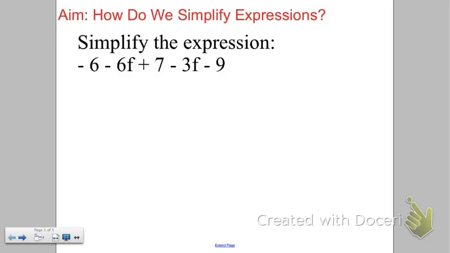Today's lesson is on how do we simplify expressions. Simplify the following expression: -6 minus 6f plus 7 minus 3f minus 9. Take a second to copy down the question.